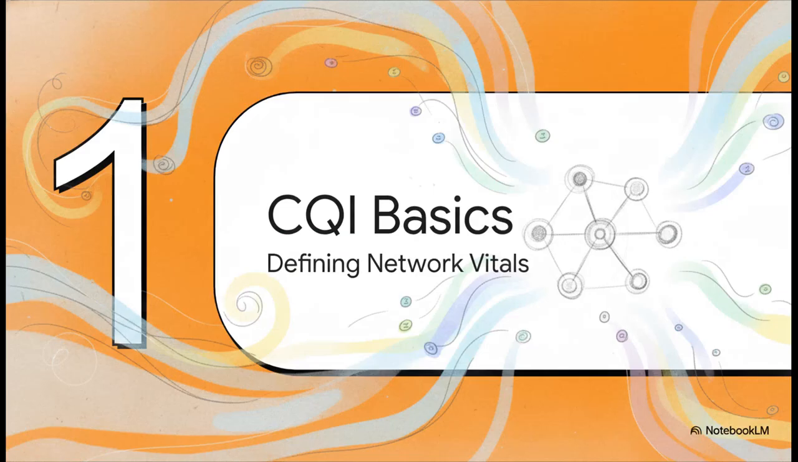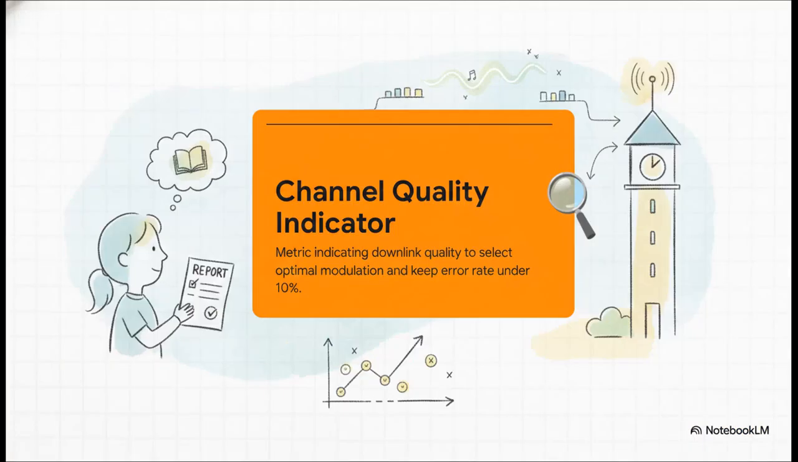Okay, Section 1, CQI Basics, where we define our network vitals. Let's start with the absolute fundamentals of what CQI actually is and how it totally dictates your network's behavior. At its core, the channel quality indicator is a metric reported by the user equipment, the UE, back to the cell tower, the eNodeB. It indicates the downlink channel quality so the network can select the most optimal modulation and coding scheme. The golden rule here is keeping the block error rate under 10%. Basically, think of CQI as a constant report card that the student, your phone, hands to the teacher, the tower, saying exactly how well it can hear the lesson.